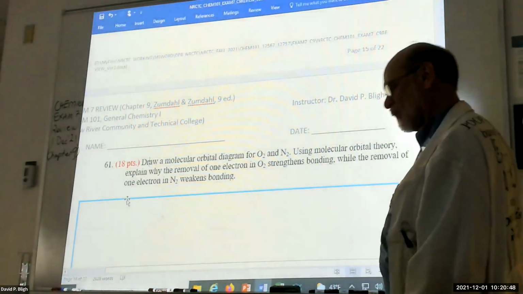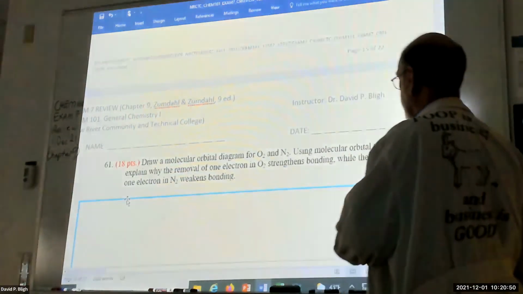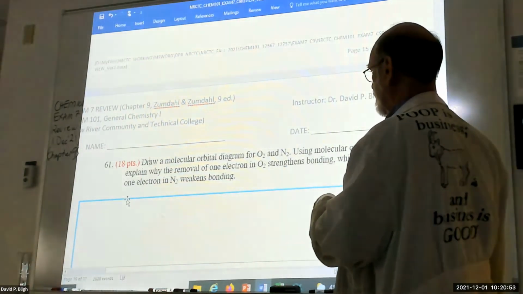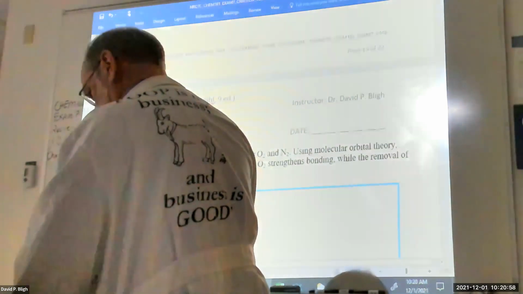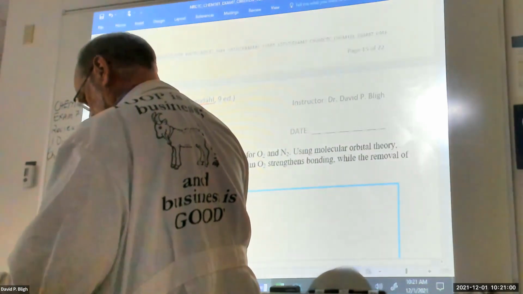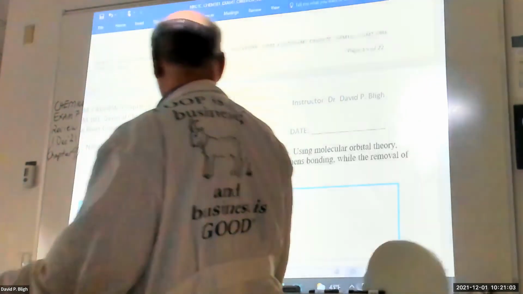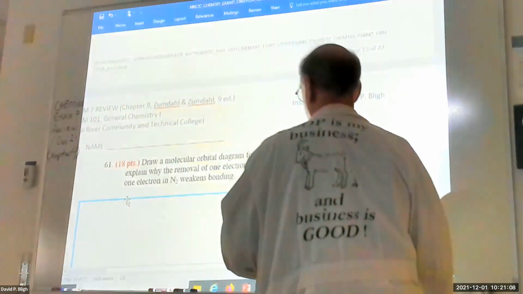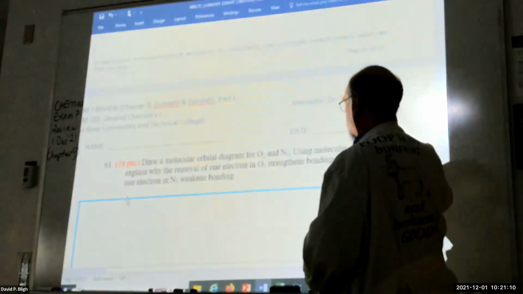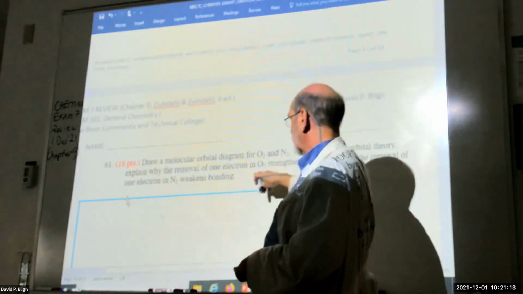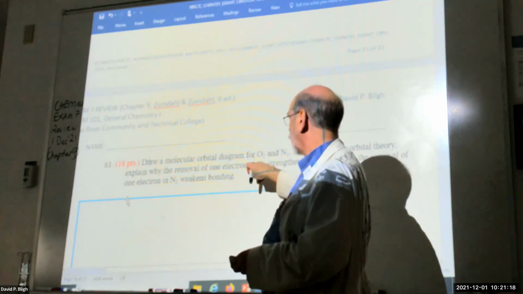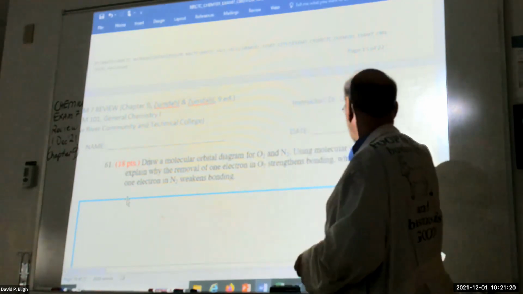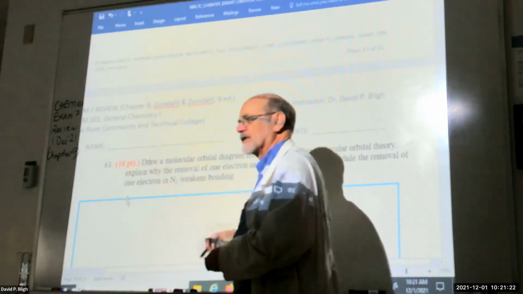Draw a molecular orbital diagram for O2 and N2 using molecular orbital theory. All right, I made this one kind of easy because all you have to do is go back here to useful information and there they are. That part is easy. Draw the molecular diagrams for O2 and N2. And then using molecular orbital theory, explain why removal of one electron from O2 strengthens the bond, while the removal of one from N2 weakens the bond.